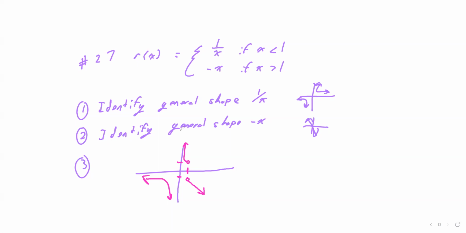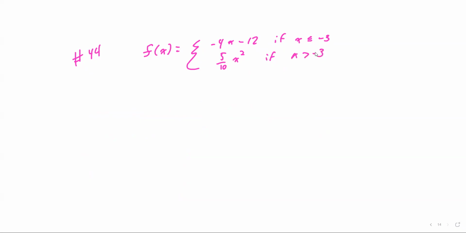All right, I just have one more question, and I think you would have a good idea of how to do these. So on number 44 here, I know it says to match, but I want to do one of those identifying shapes again. This will give you an idea. So f of x equals -4x minus 12 if x is less than or equal to -3, 5/10, which I don't know why they don't just say 1/2, x squared if x is greater than -3.